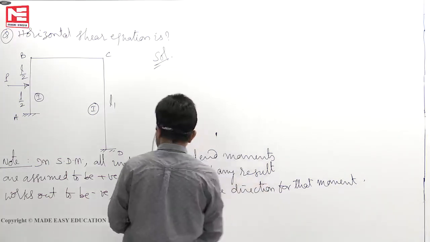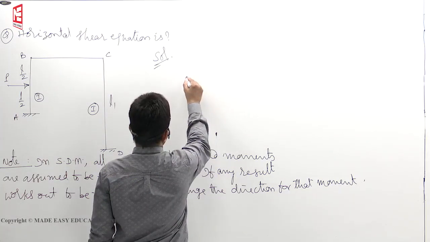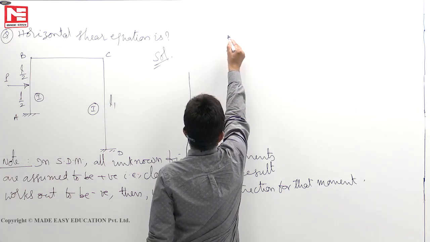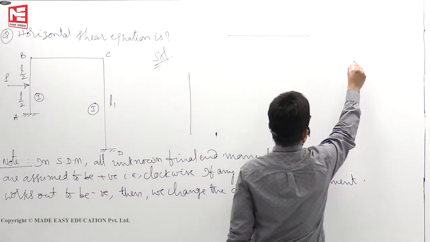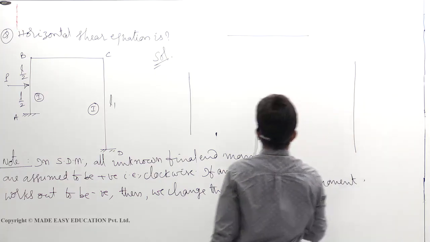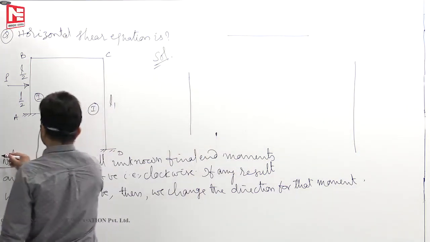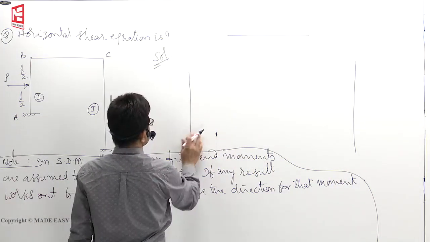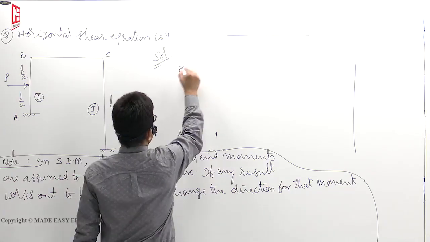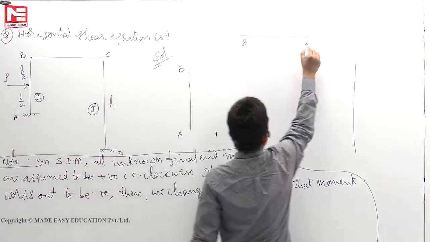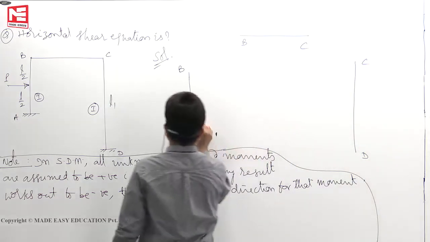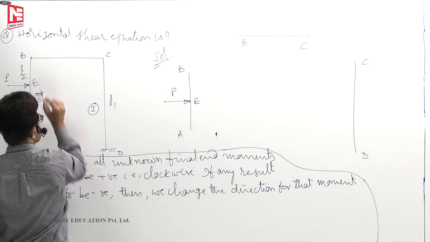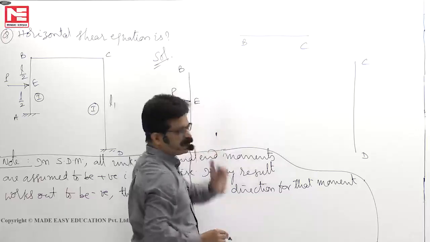Okay. What it means is, solution, you draw free body diagram of AB. This is AB, let us say. Okay. Then BC, then CD, like this. Okay. This is some note. Okay. So this point, let us say A, B, C, C, D. This point, there is a load here, P. This point, let us say E. Now, this is the free body diagram.